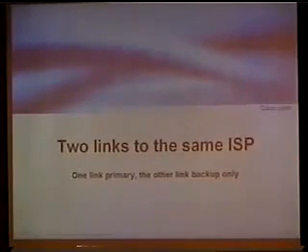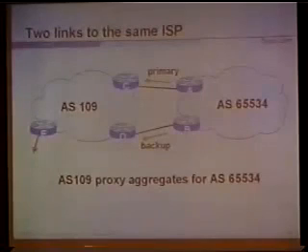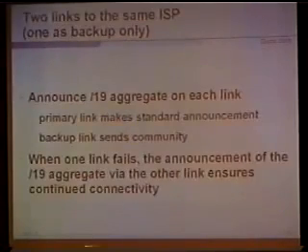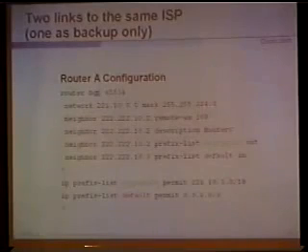Now, just some configuration examples so you can see what's happening. Here's the same one as before. A few links to the same ISP. This one's the primary path, that's the backup. Before we were using local preference and MEDs. This time around, we're going to use communities.